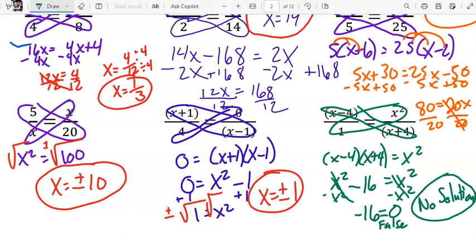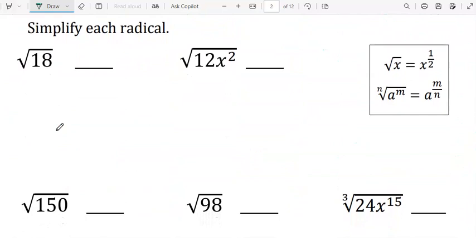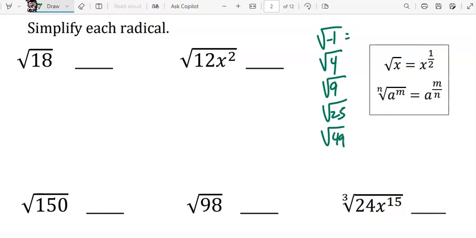Let's go to the next section. Simplify each radical. Remember, the numbers you want to try to factor out are the perfect squares: 1, 4, 9, 25, and 49.